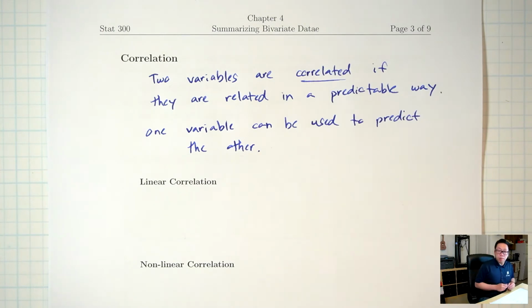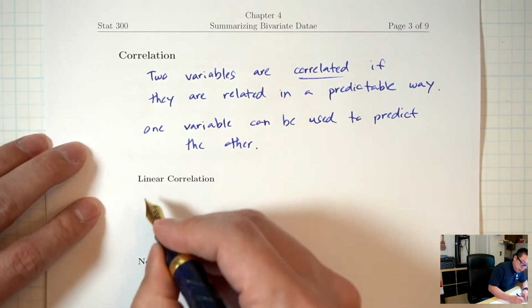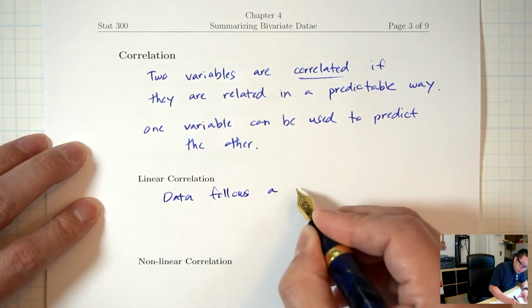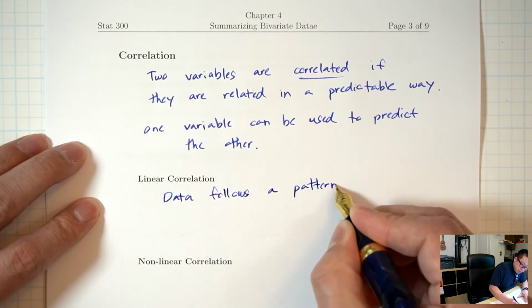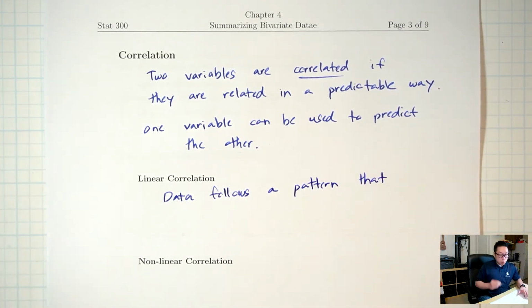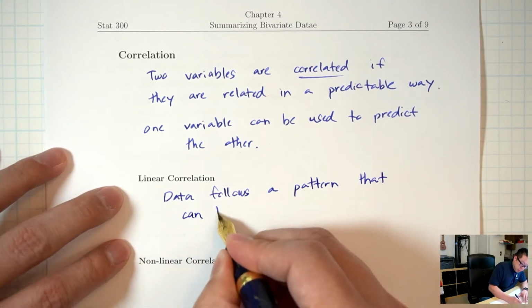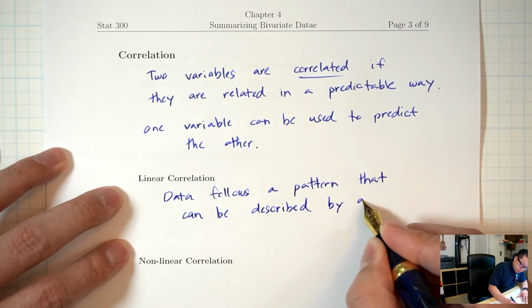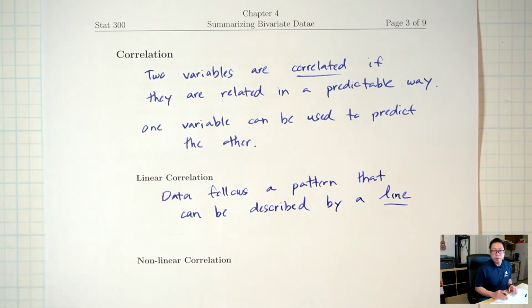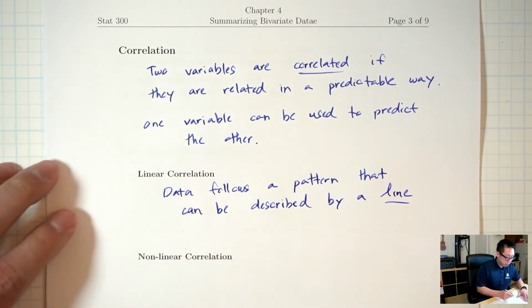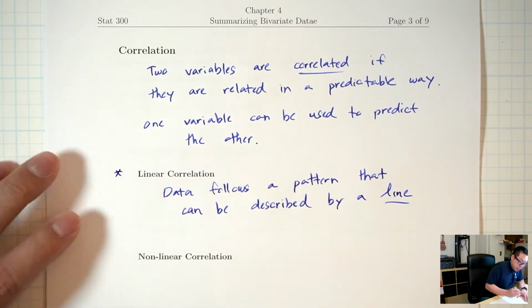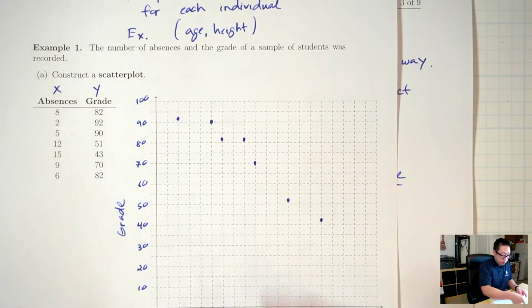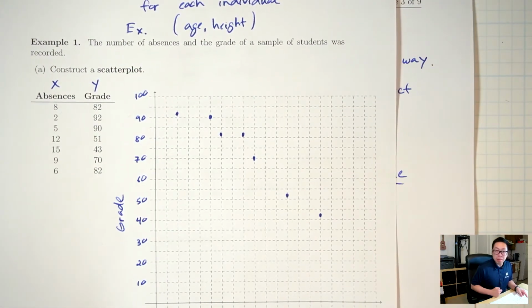And there are several different types of correlation. In linear correlation, the data follows a pattern that can be described by a line. Right? The word line appears in the word linear. So this is the main type that we're going to be talking about in this class. And example 1 is an example of a linear correlation. Right here, the data follows a pattern, and it's a line.